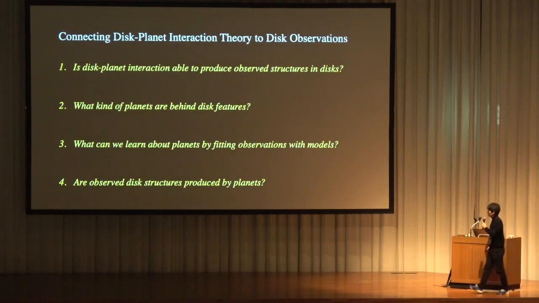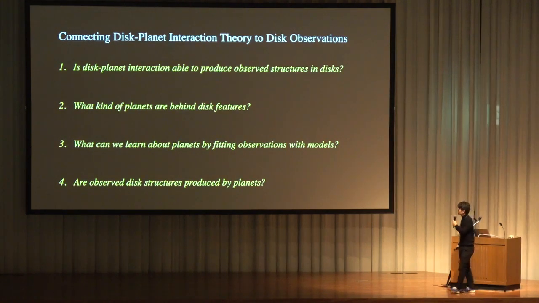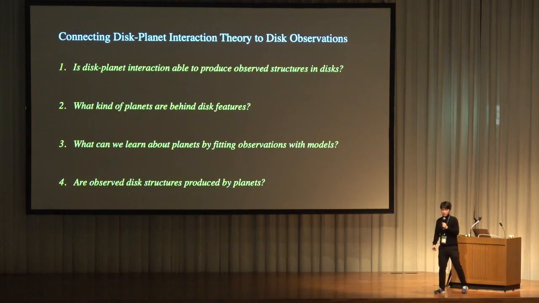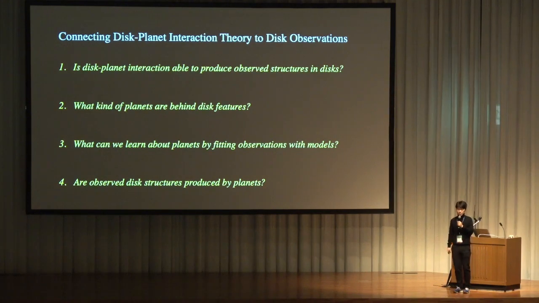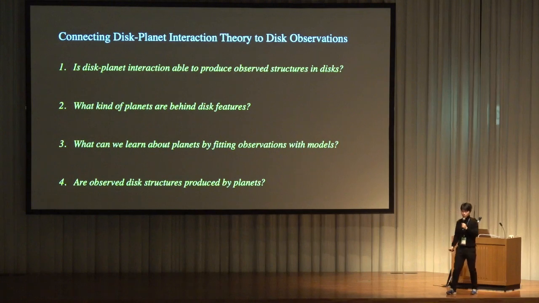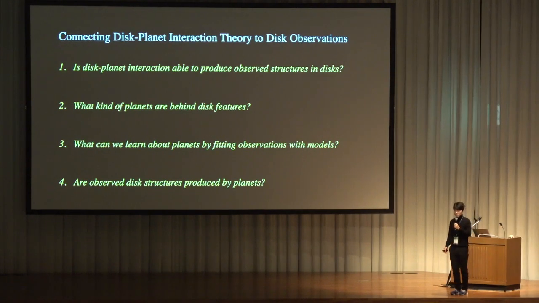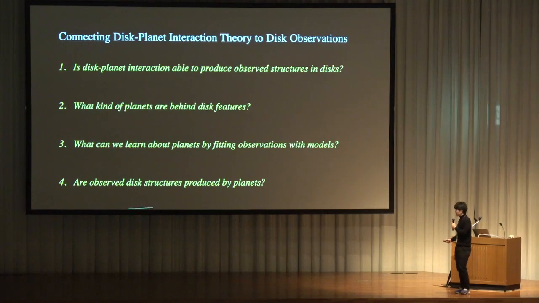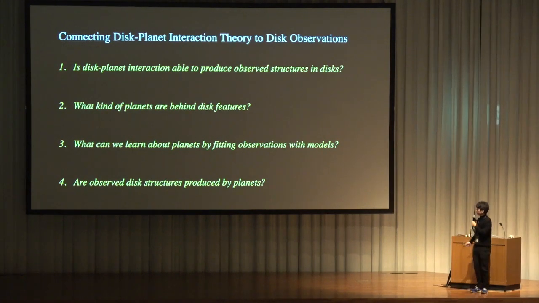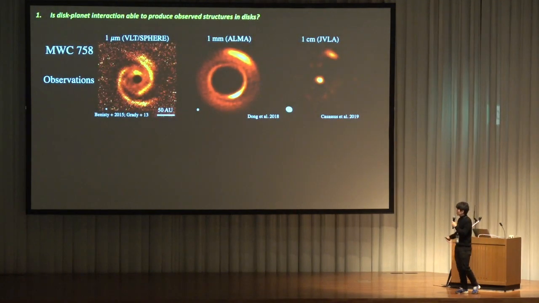All right, so this part was briefly discussed in Zhao Huan's talk on Wednesday, so here let's take a more detailed look. I'll try to address 4 questions in terms of connecting theory with observations. First, is this planet interaction capable of producing observed structures? If so, what kind of planets are behind the structures? What can we learn about these planets from disk observation, and are observed structures really produced by planets? So first question, is this planet interaction able to produce structures?